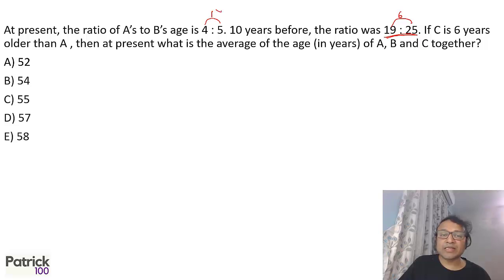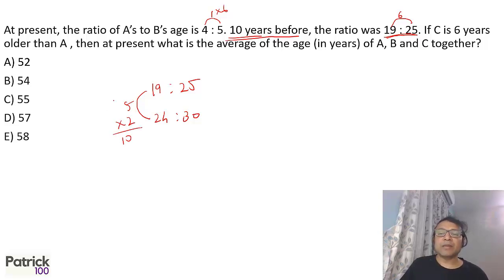Difference is 1. To make it 6 you multiply by 6. So this becomes 24 and 30. So 6 4s are 24, 6 5s are 30. And 10 years before it was 19:25. So here if you look at the difference is 5, but we want a difference of 10 years. That means to get 10 years you have to multiply by 2 to make it 10. So everything will be multiplied by 2. That means today the age will be into 2, which will be 48 years and 60 years. This is for A and B.